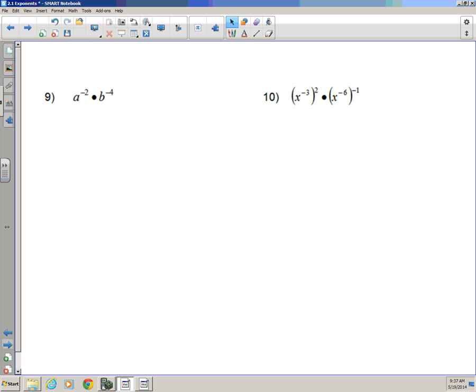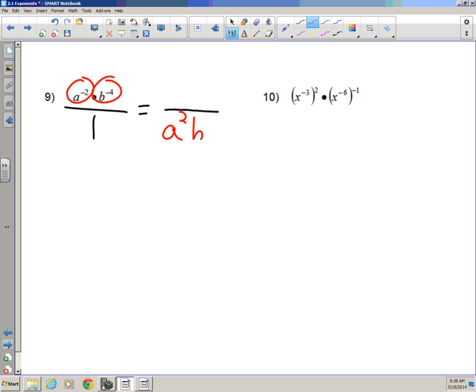Number 9, I'm going to put this over a 1. Both of these are negative exponents, so both of these have to move. So when I go back to my fraction, I know A has to drop to the bottom and become a positive 2. B has to drop to the bottom and become a positive 4. Nothing else is there, but I can't leave just a fraction with a denominator alone, which means it's 1 over.